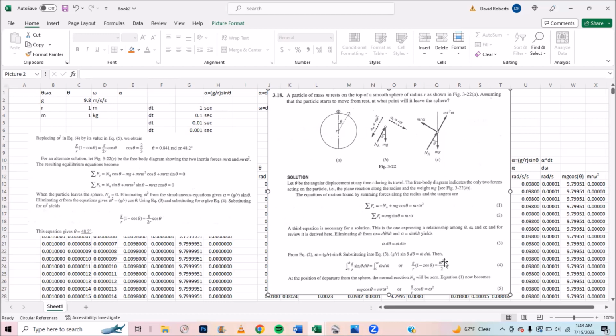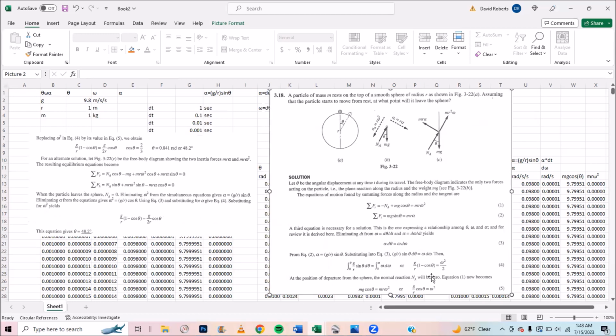So again, you would get this 2 over there. So you got 2g divided by r times 1 minus cosine theta is equal to omega squared. You throw that into there. Well, now your r's cancel. So now you just got mg times 1 minus cosine theta. And isn't that what we have right here?